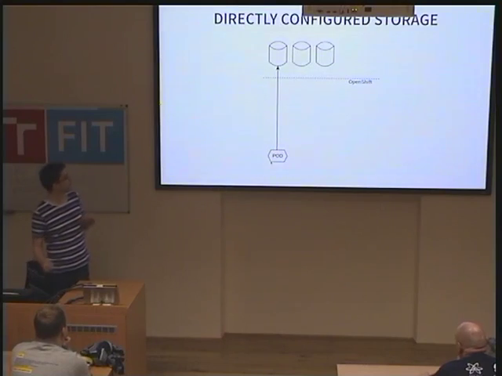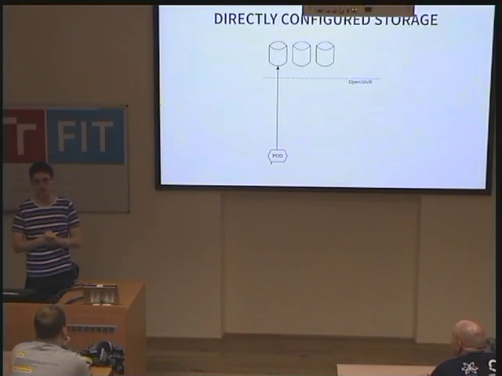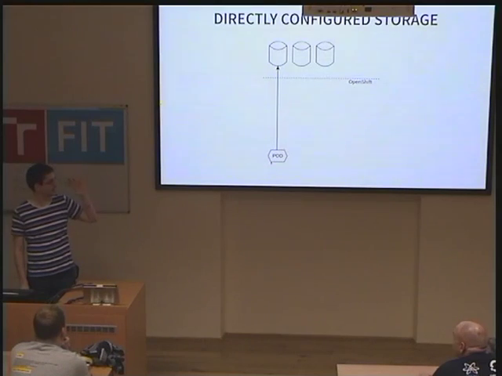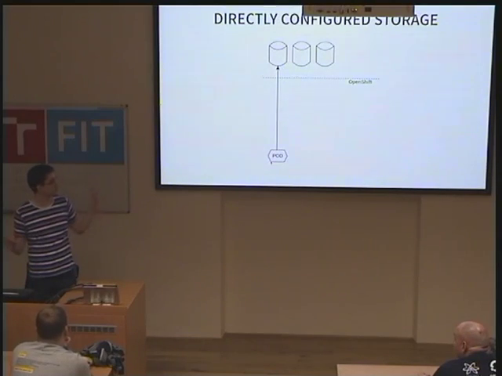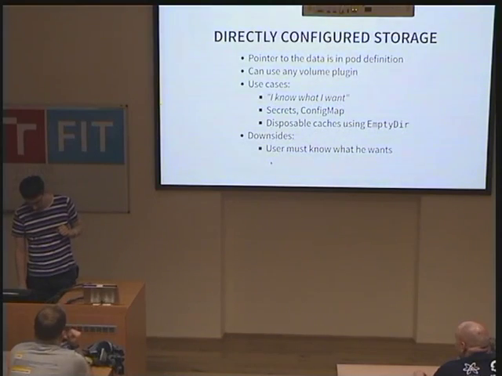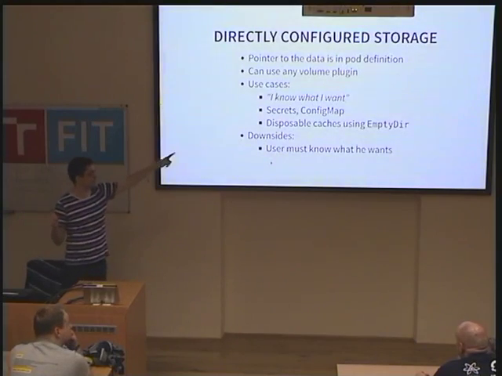So why am I using this direct connection to the storage? It's quite useful if you know what you want. If the user really knows, hey, this is the storage I will ever use, I will never use anything else, then this is useful. This is useful for debugging purposes. You don't need to create any other objects. You can connect to the storage directly. And this method, where you put storage details inside the pod definition, is useful for non-persistent storage, like the secrets, like the config map.